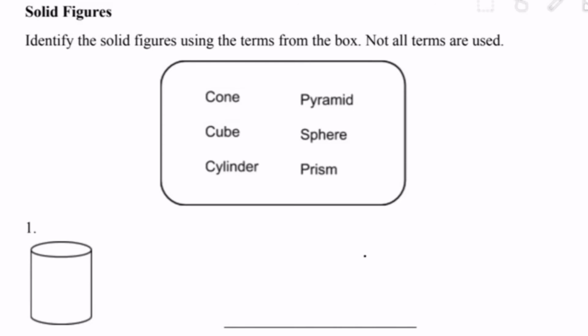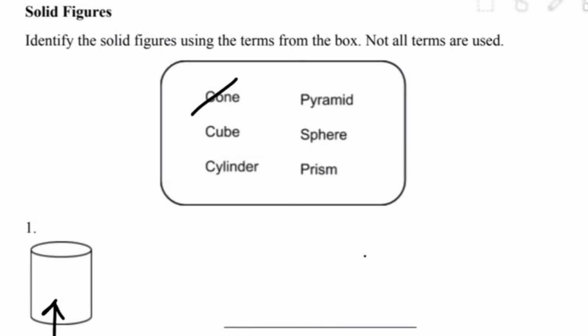So our third lesson is actually about solid figures, and it's asking us to identify the solid figures using the terms in the box. Not all terms are used. Well, we're only going to solve one problem. So let's look at number 1. Over here we have this 3D shape. But what is it? Well, its base is a circle. So is it a cone? Well, cones do have circle bases, but it looks more like a triangle, so it's not a cone.